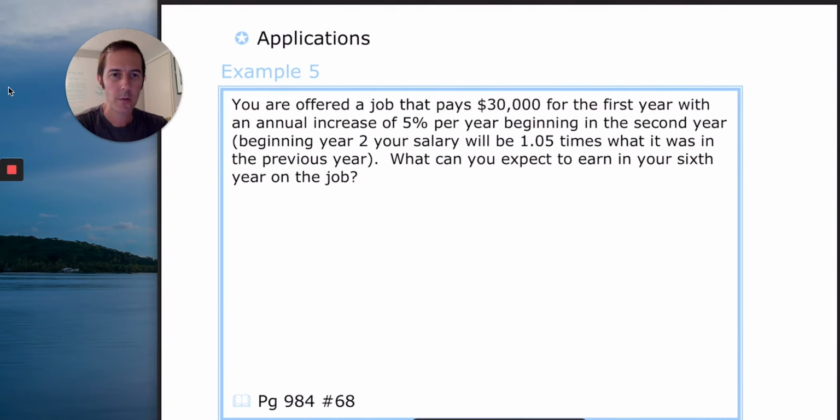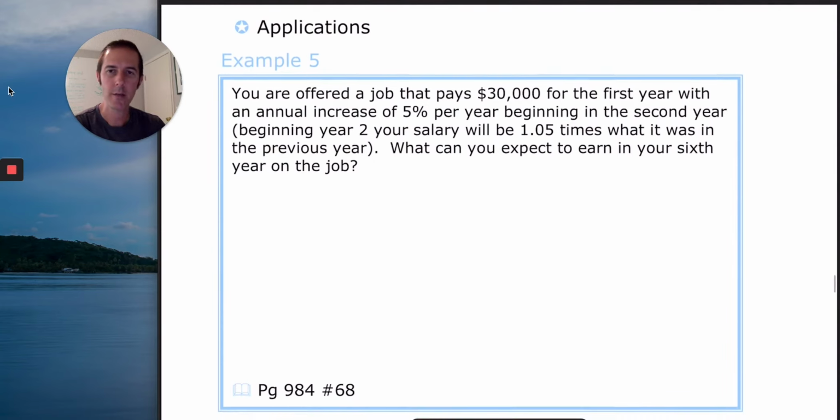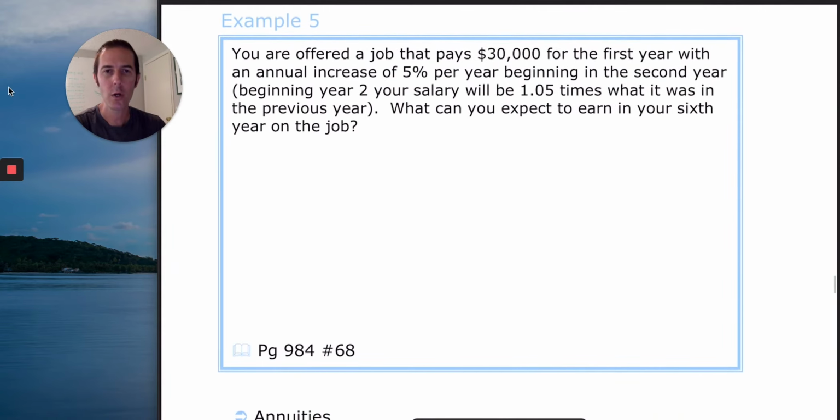Okay, we want to know what to expect to earn in our 6th year on the job. Now be careful, this question does not say what will be your total earnings at the end of 6 years. I don't want to know how much money I've made over all 6 years. I just want to know my earnings in the 6th year. Total earnings for all 6 years could be a separate question, but in this case, what we're looking for is a sub n, but what we're looking for is a sub 6, a specific term, a specific year's worth of income.